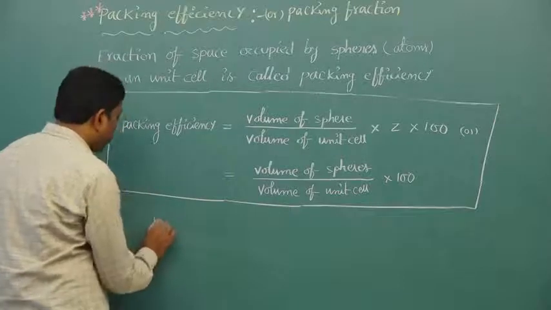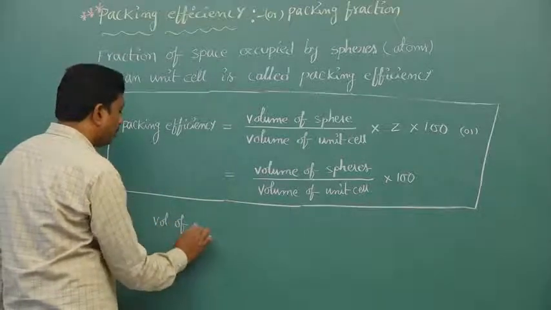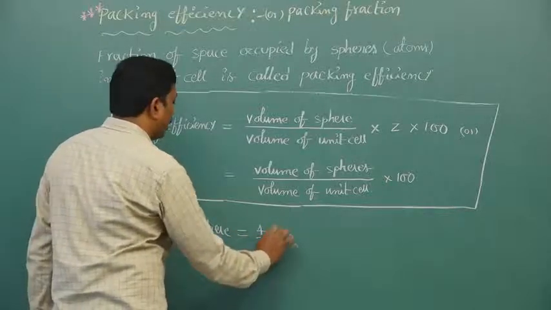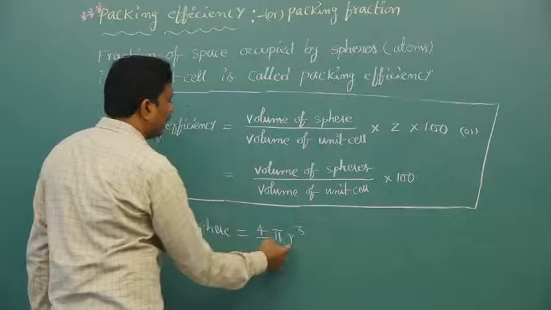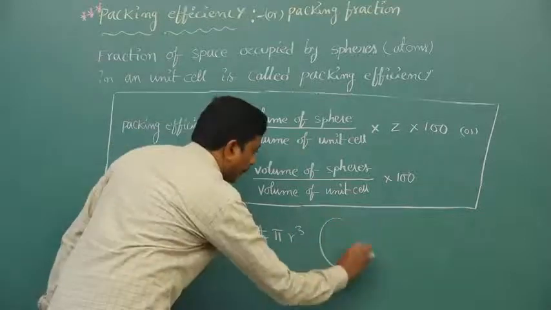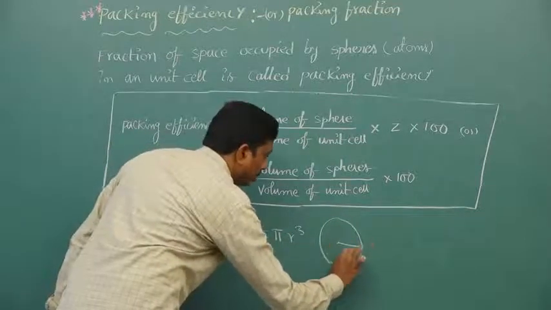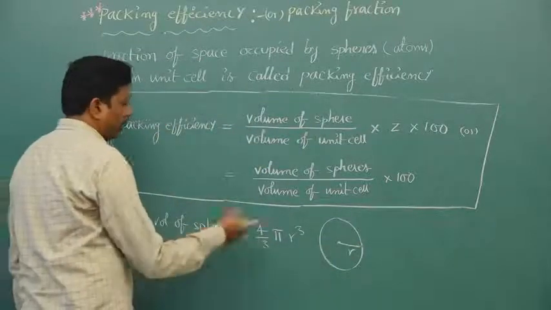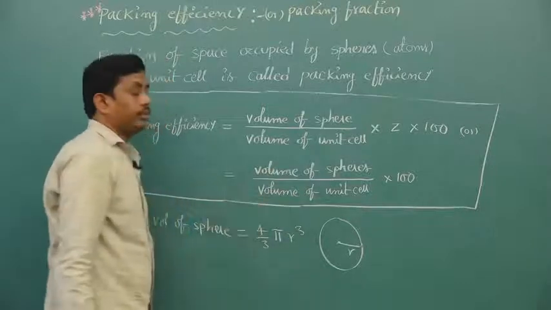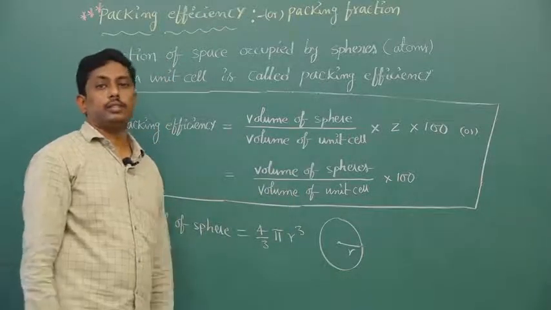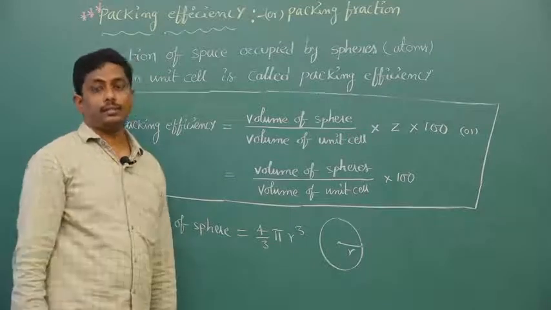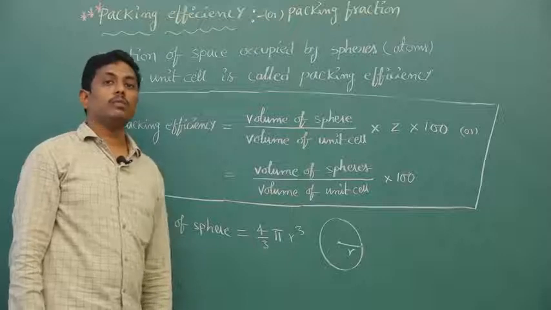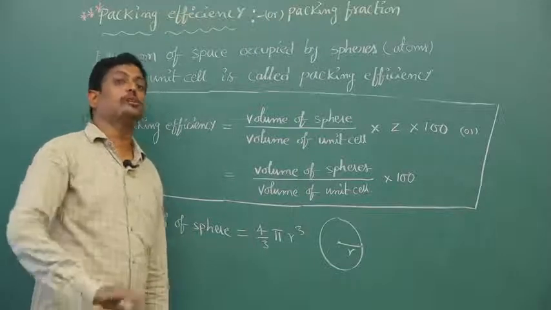Now, see the volume of sphere formula. Volume of sphere is equal to 4 by 3 pi r cube, where r is the radius of sphere. If this is a sphere, this distance is called r, the radius of sphere. So, this is the formula for volume of sphere and volume of unit cell. Here our discussion is about cubic cells, cubic unit cell. A cube volume can be identified. That too a simple cube we are considering.